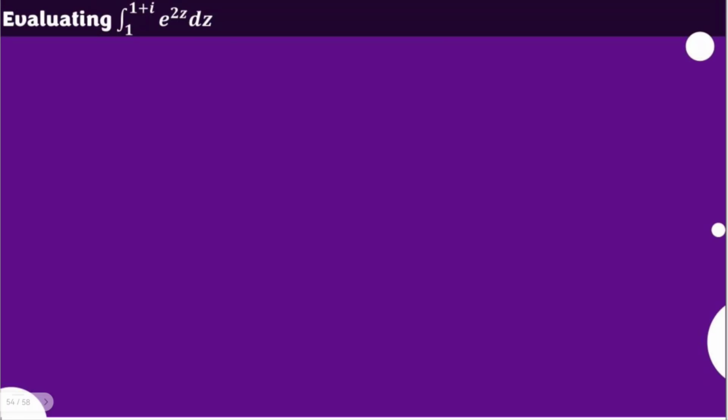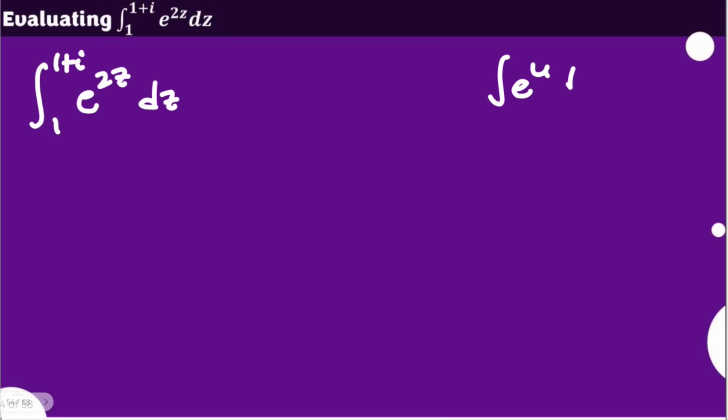The only difference here is that we're talking about complex numbers, where the path or the contour is different from the endpoints of 1 and 1 plus i. So we have the integral of e to the power of 2z dz from 1 to 1 plus i. Now, this is in the form of e to the u du, and we know that the integral of that is e to the u itself.